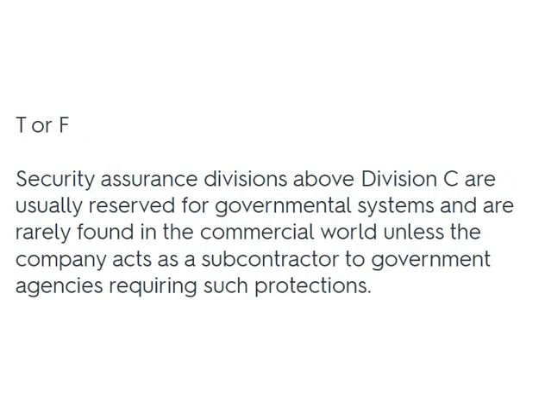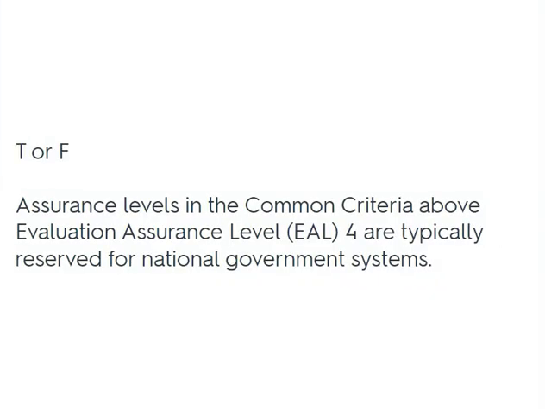T or F: security assurance divisions above Division C are usually reserved for governmental systems and are rarely found in the commercial world unless the company acts as a subcontractor to government agencies requiring such protections. True. T or F: assurance levels in the Common Criteria above Evaluation Assurance Level 4 are typically reserved for national government systems.